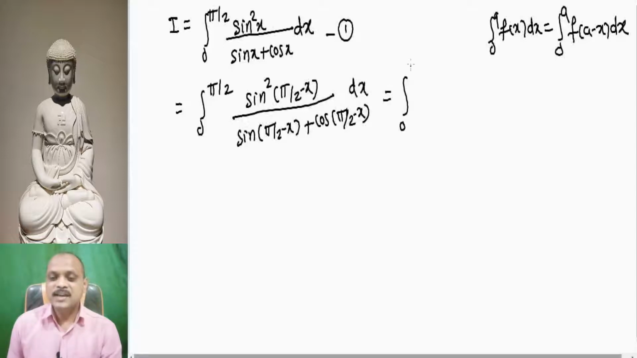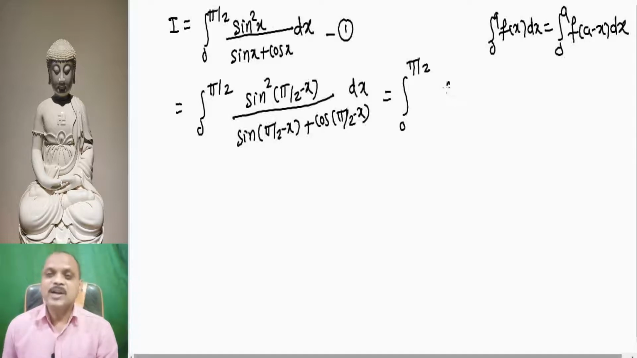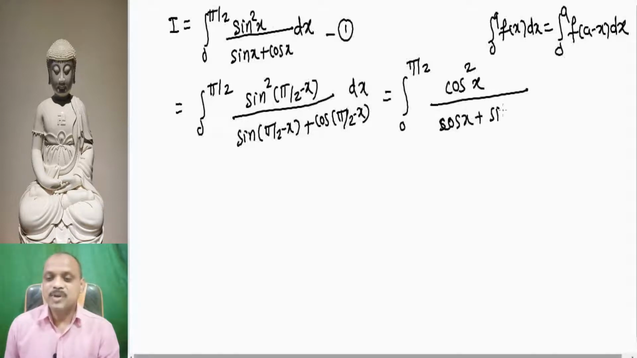We have seen that sine of (pi by 2 minus x) is cos x. So this becomes integration 0 to pi by 2 of cos square x divided by cos x plus sine x into dx. This is equation number 2.